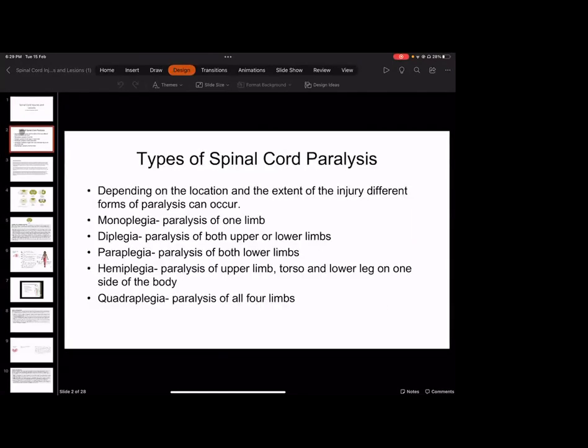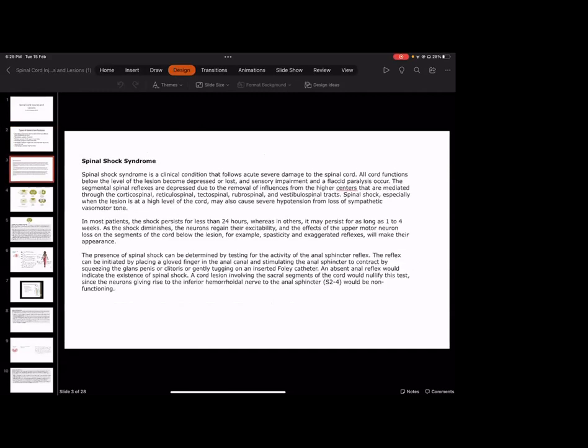So you can have different types of paralysis. You have monoplegia, diplegia, paraplegia, hemiplegia, and quadriplegia. You can just read this. This is not that deep or anything.